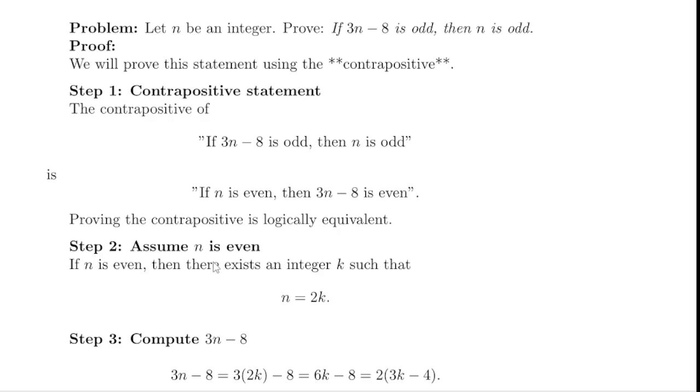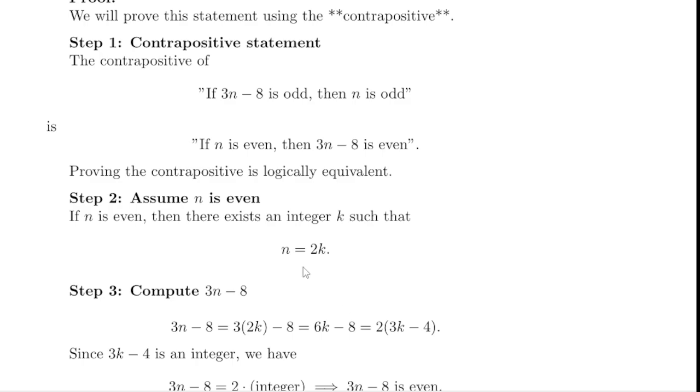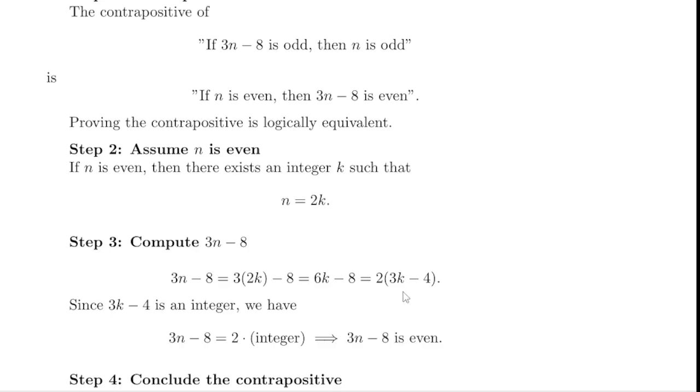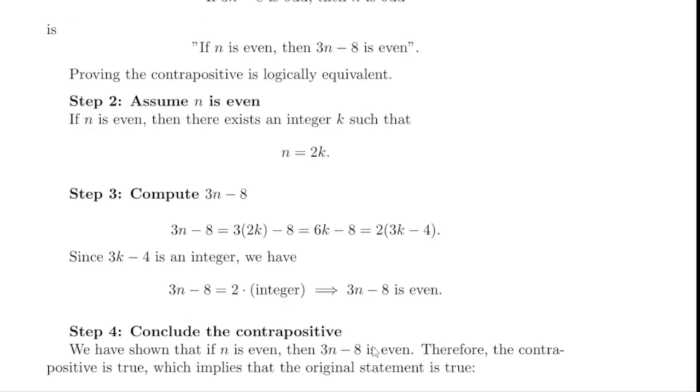That means we can write that as 2 times k, where k is some integer. And then when we're looking at 3n minus 8, we can substitute n equals 2k to get 3 times 2k minus 8, which is 6k minus 8. And they both have a factor of 2. So I can pull that out and have 3k minus 4 left. 3k minus 4 is going to be an integer, but because we're multiplying by 2, that makes it even. So 3n minus 8 is even.